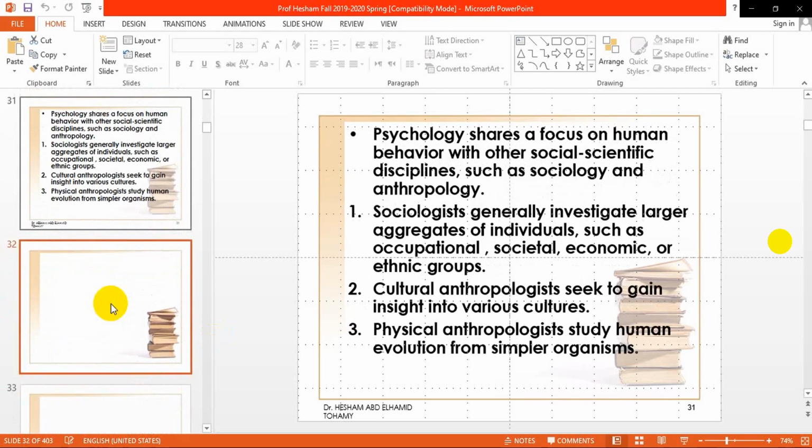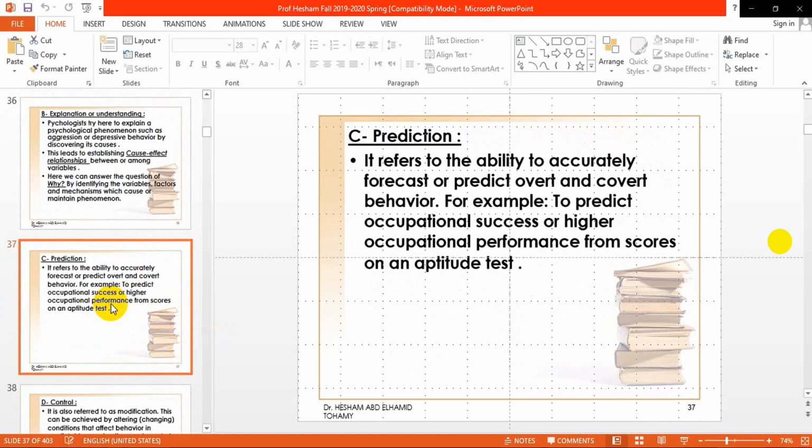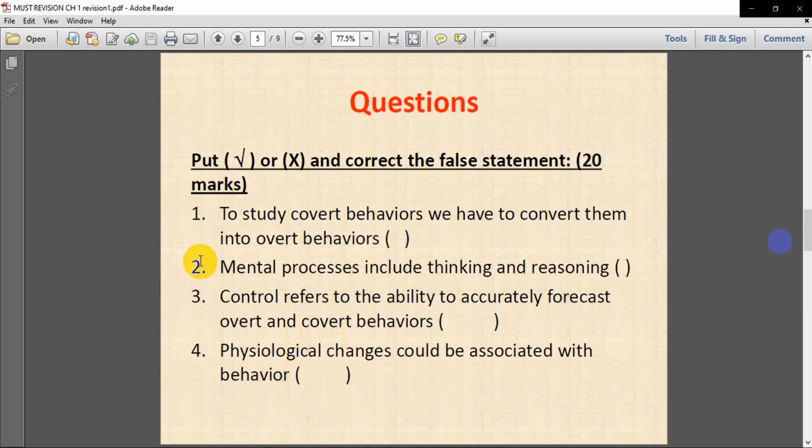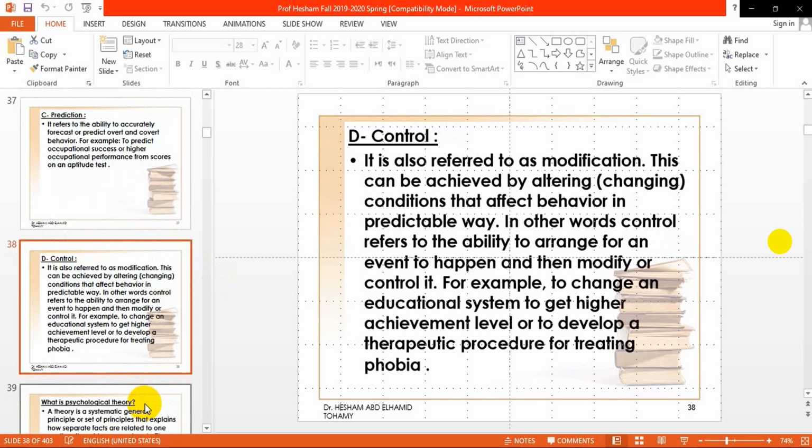This is the definition of prediction. Prediction refers to the ability to accurately forecast. So it is prediction, not modification. In order to correct this sentence, we have to change the word control to prediction. But also check the slide which talks about control. Control is referred to as modification, and it can be achieved by altering or changing conditions that affect the behaviors in a predictable way.